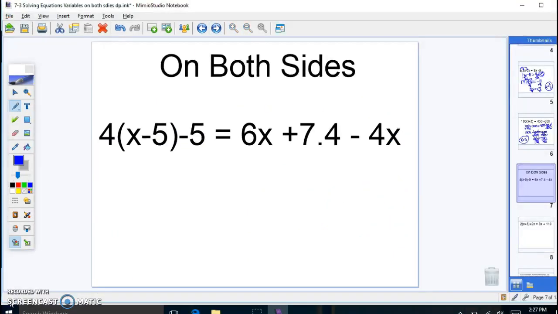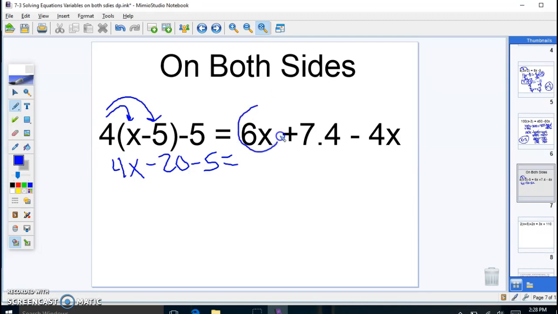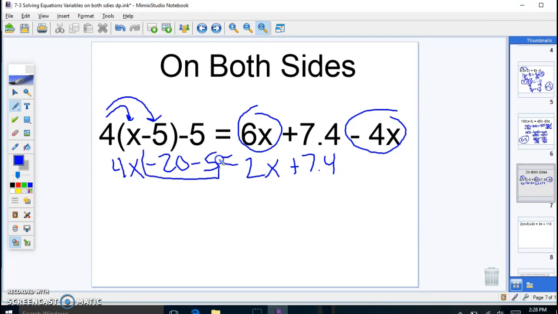All right, this problem has a decimal, but we still want to treat it the same way. We start off by distributing. So we have 4 times x, which gives us 4x. 4 times minus 5 gives me minus 20, and I still have minus 5, drops down. And then notice here I have a 6x, that's a like term with minus 4x. So 6x minus 4x is 2x, and then I drop down the 7 4/10. I need to combine my like terms over here, so negative 20 minus 5 is negative 25. Everything else just drops down.